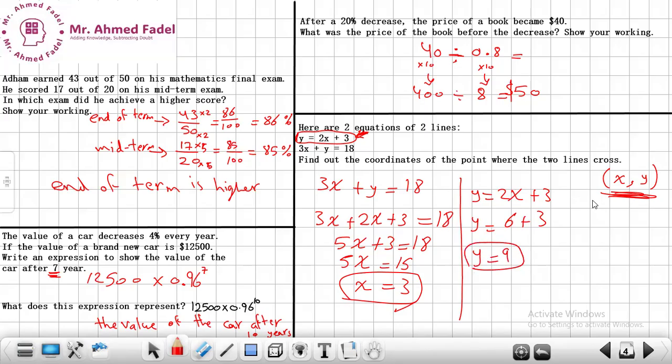So what are the two coordinates? They told you find out the coordinates of the point where the two lines cross. Study this form of the question. It means answer or do the simultaneous equations. It just simply means find the value of x, find the value of y. So these are the coordinates where the two lines will meet. It's 3, 9. X is 3, y is 9. You must write it this way because they want coordinates.